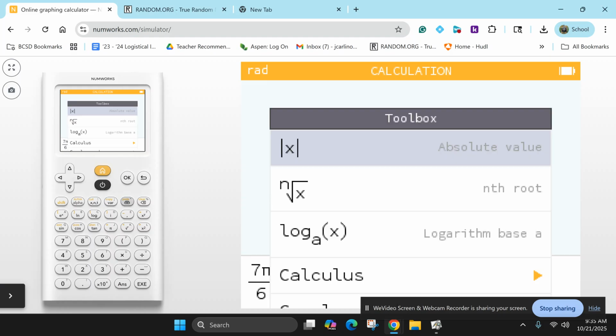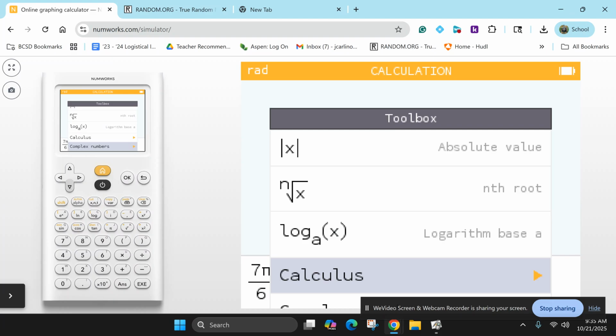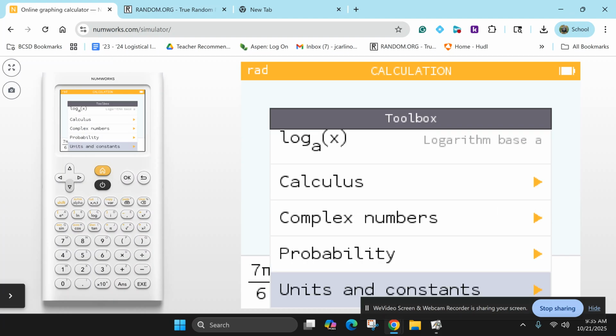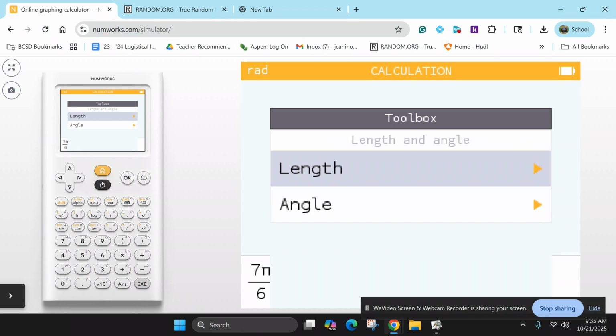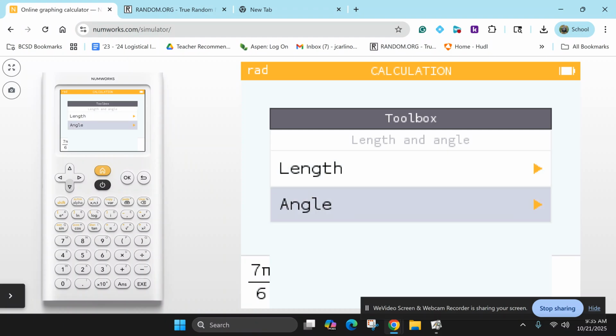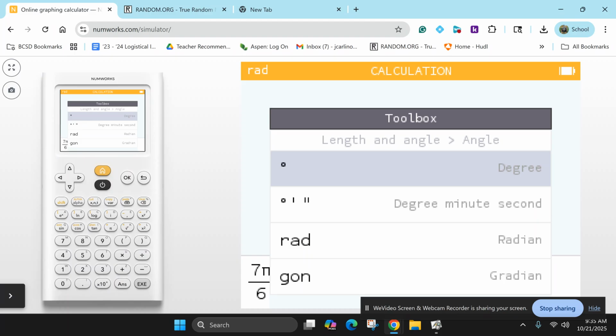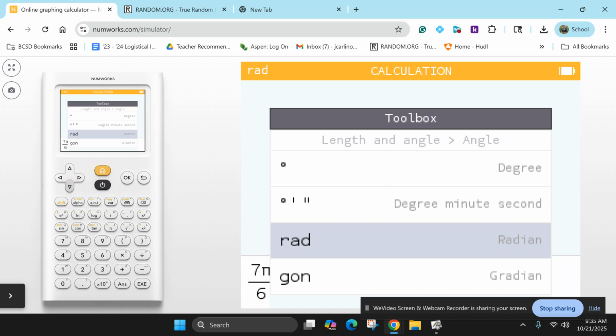How? Go to your toolbox. Scroll all the way down in your toolbox to where you see units and constants. Units and constants. Is everybody there? Okay, that's where we want to go. What are we talking about right now? An angle. So that's where we want to go. Length and angle. And we want to choose angle. Everyone see the first one there? That's the degree symbol. We're going to have to use that in a couple problems. But for now, we want to tell the calculator this is 7 pi over 6 radians. So we scroll down to RAD and put it there.